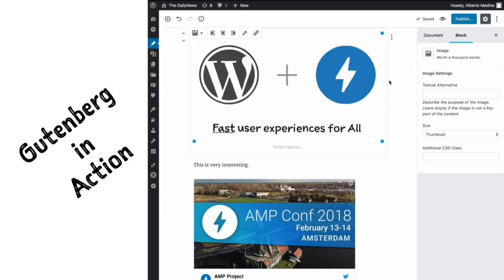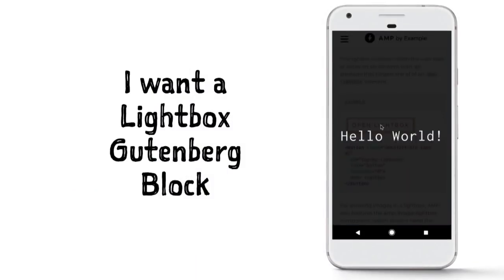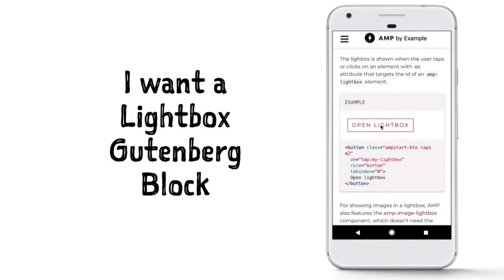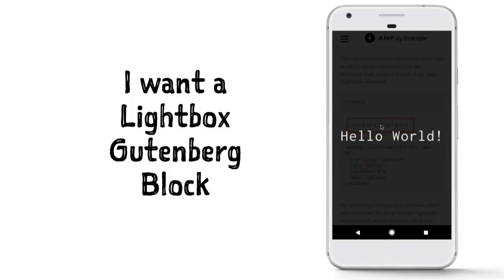And then Gutenberg is extensible. It comes with these blocks, but you can say, well, let's add new blocks to the editing experience. Let's suppose that I would like to add a lightbox to Gutenberg, right? So a lightbox is this functionality. I click, and that appears.